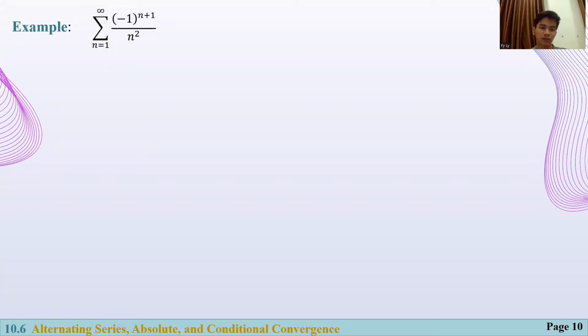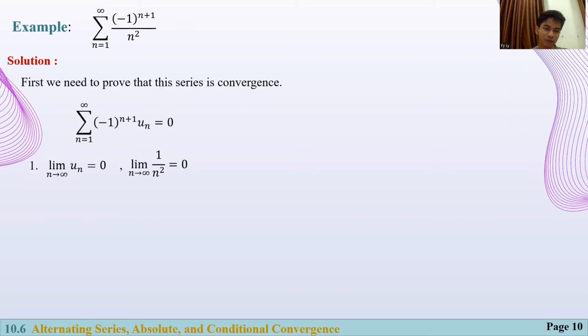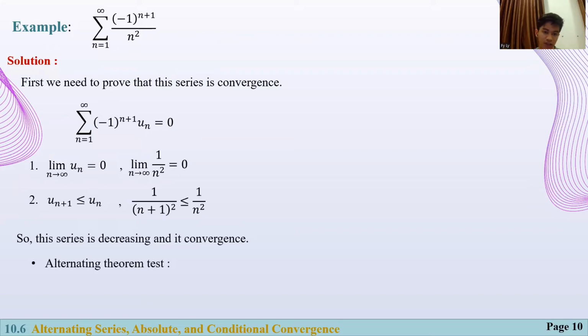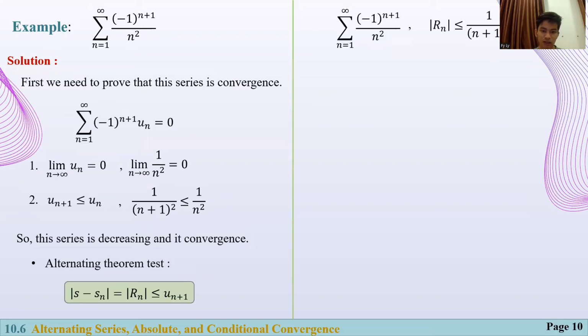So the sum of n equals 1 to infinity of (-1)^(n+1) over n squared. First we need to test the three conditions of Theorem 14, the alternating series test. The limit as n goes to infinity of 1 over n squared is equal to 0, and this is a decreasing series, so it is convergent. So let's start with the alternating series test.